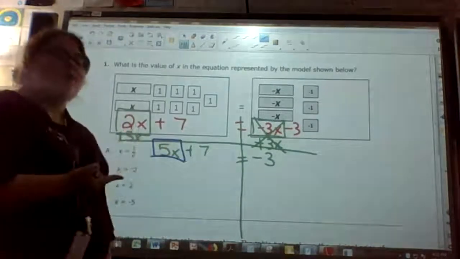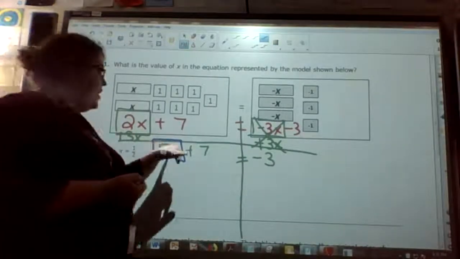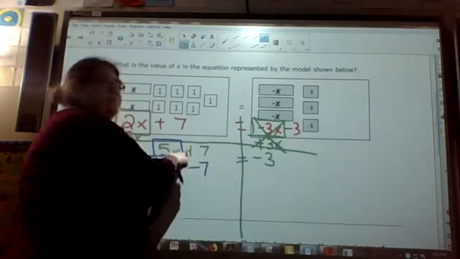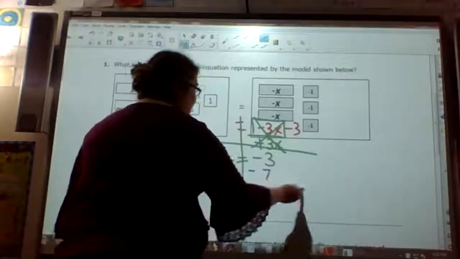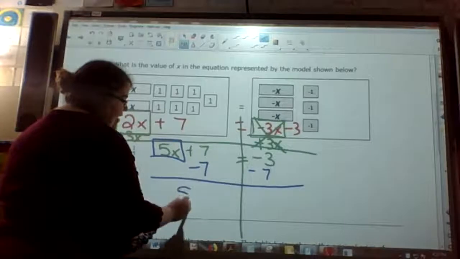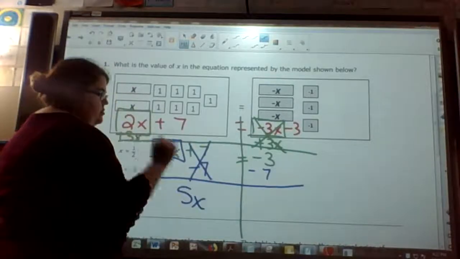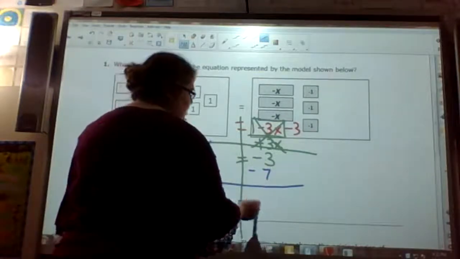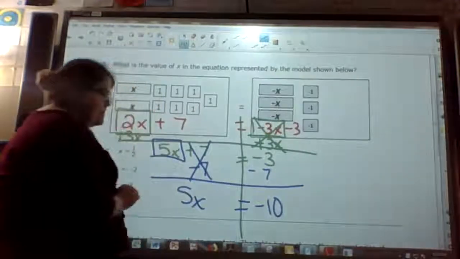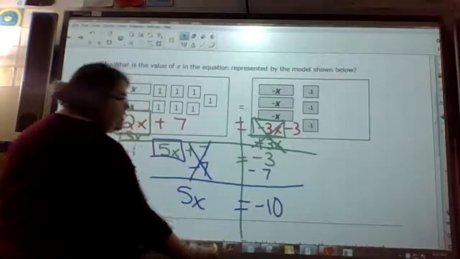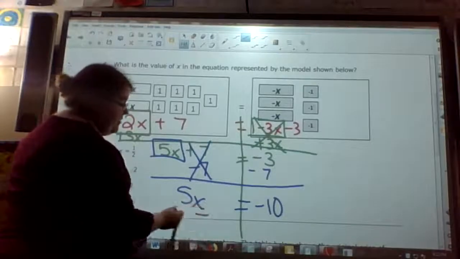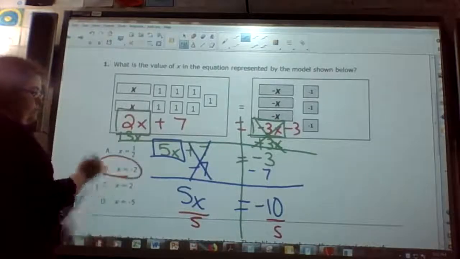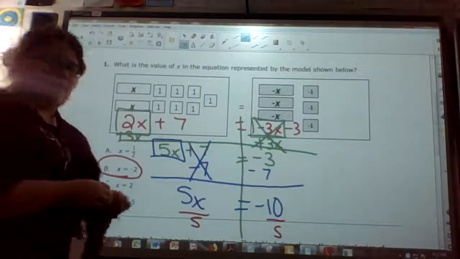So on this step, I would continue. I'm searching for x, but I can't solve for x unless I get x by itself. So I have to subtract 7. I have to do the inverse. So the inverse of addition is subtraction. I'm left with 5x. My 7's are gone. Equals, well, negative 3 plus negative 7 is negative 10. And then I'm back down to a one-step equation. So instead of multiplying by 5, I would just divide by 5. And I get x is negative 2. Okay.